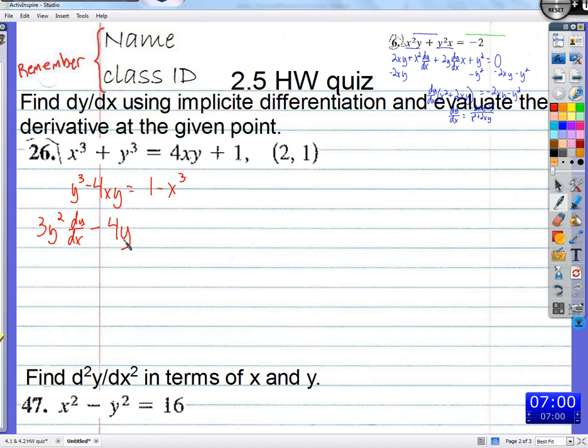Then, y prime, or minus 4y prime. If I use a prime. Minus 4 dy dx. It is just what I'm going to use. Equals negative... Okay. Everybody satisfied with that so far?